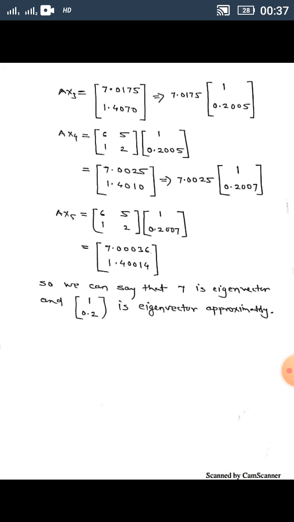So this is x4, Ax4, 6 5 1 2, x4 is 1, 0.2005. Now multiply 6 into 1, 5 into 0.2005, the addition is 7.0025. 1 into 1, 2 into 0.2005, the addition is 1.4010. Again 7.0025 is the maximum value we can take outside.